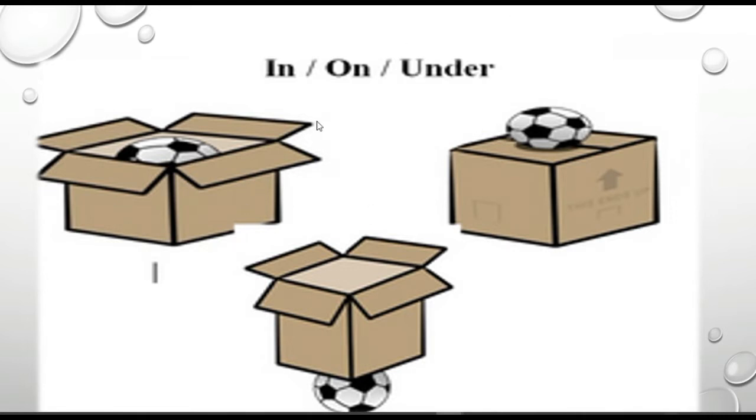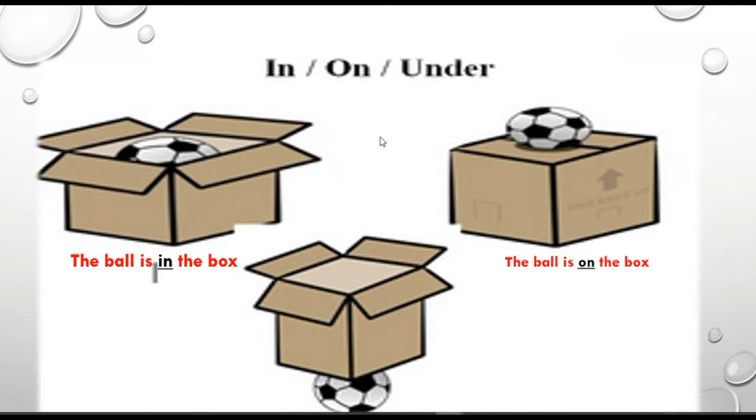Now, first, look at the ball. Where's the ball here? The ball is in the box. Excellent. So the ball is in the box. Two. The ball is on the box. The ball is under the box. So we have in, on, and under. In, on, under.